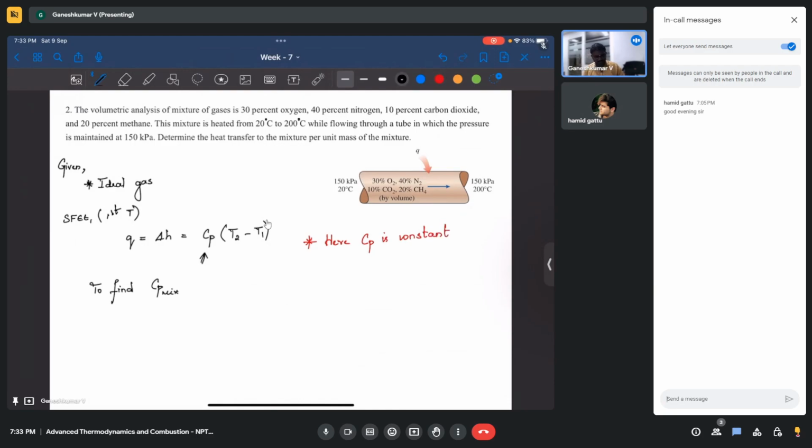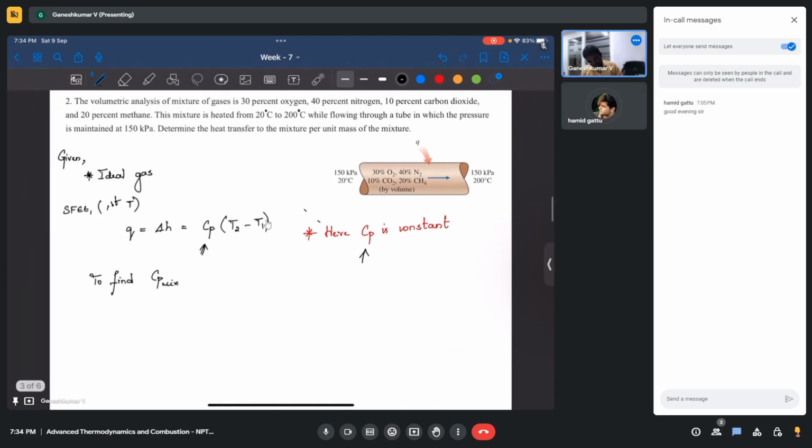Whenever we write it, the assumption is automatically that Cp is constant. This assumption you should not make when you deal with combustion systems, because when you study it you will come to know the adiabatic flame temperature is more dependent on the Cps of the products. So for this problem, let's assume that Cp is constant.